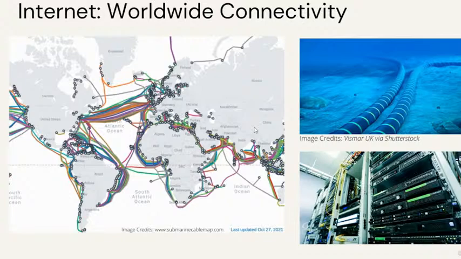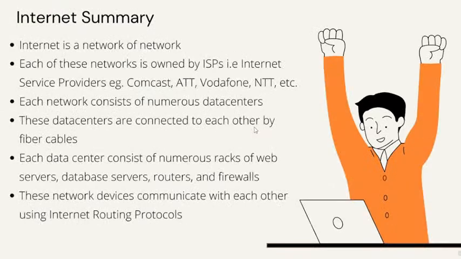Now, let's summarize what we have learned so far. We learned Internet is essentially a network of networks. Each of these networks is owned by an internet service provider. There are numerous internet service providers around the world, such as Comcast, AT&T, Vodafone, and NTT.